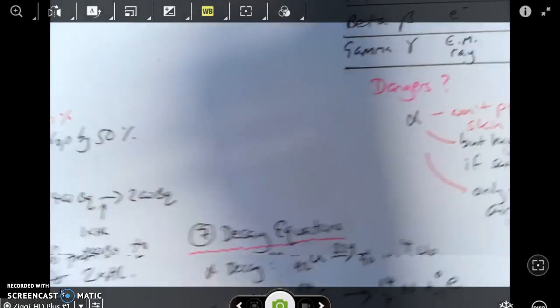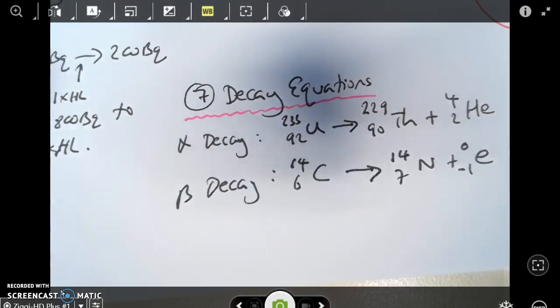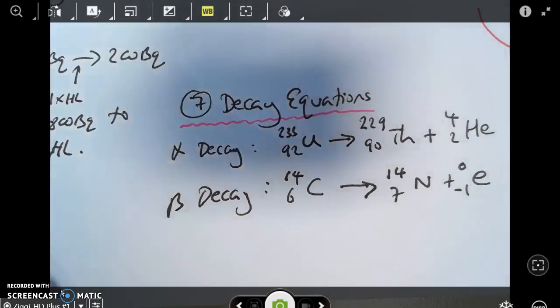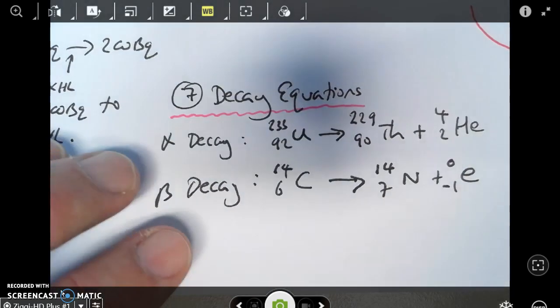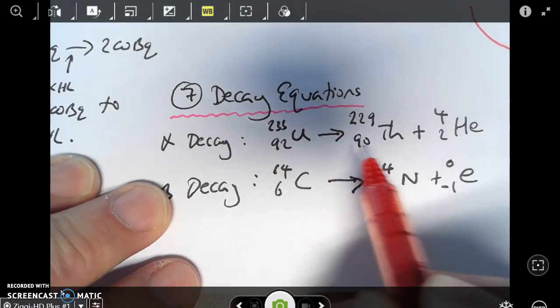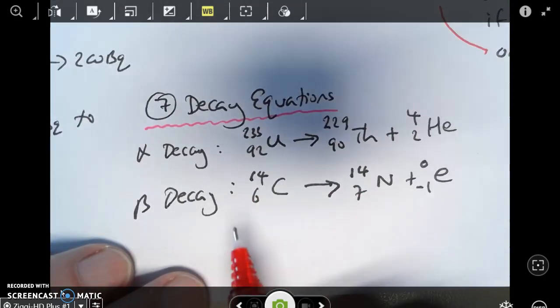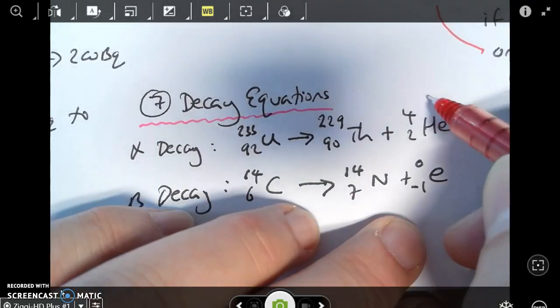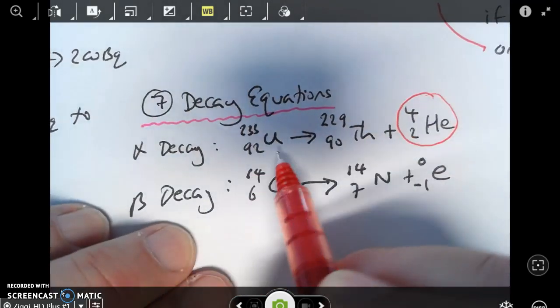The last thing that we need to cover on nuclear radiation are decay equations. They look really complicated, but they're not too bad at all. There's one golden rule for these, and the golden rule is the top line has to balance and the bottom line has to balance. So, for example, the top one we have alpha decay, and it's called that because it involves an alpha particle here. And we've got an element here.